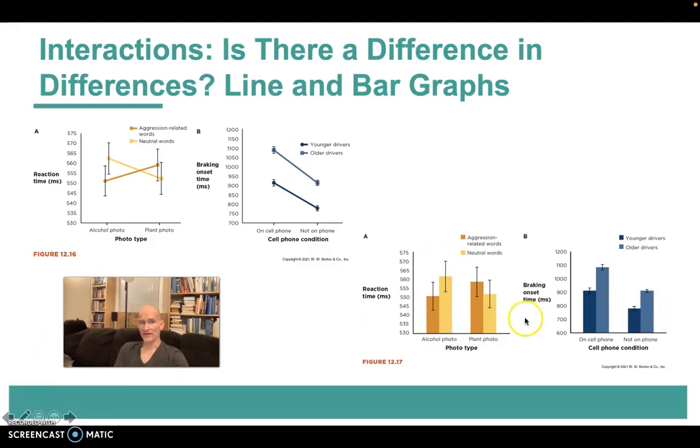So these two bar graphs represent the exact same data as these two line graphs, even in the same colors. So aggression-related words in dark orange and neutral words in light orange, I guess, or yellow, I don't know. Same here with alcohol photos on the left, plant photos on the right. So you look at the differences between the differences. So is this difference different than that difference?